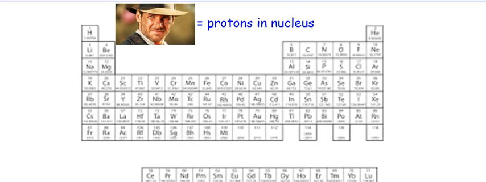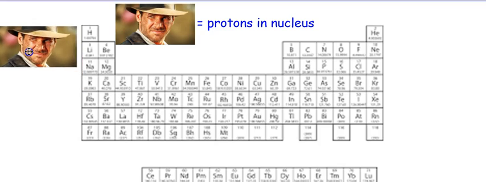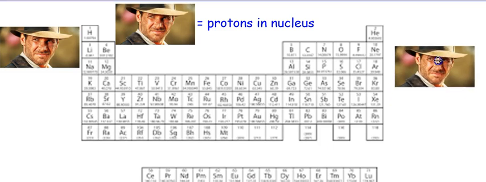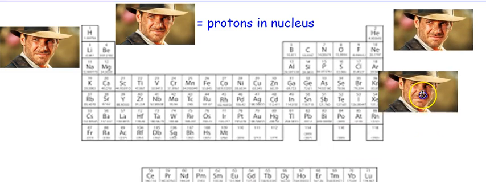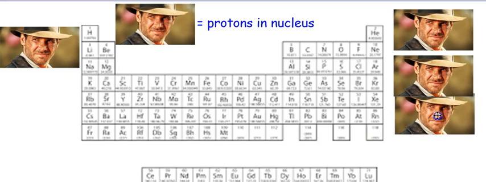So anyway, this is my periodic table. And Harrison Ford is going to represent protons in the nucleus, okay? And so on the left-hand side of the periodic table, I'm going to put one Harrison Ford. And on the right-hand side, I'm going to put a bunch of them. Let's say I put 4 of them. Why do you think I would do that?